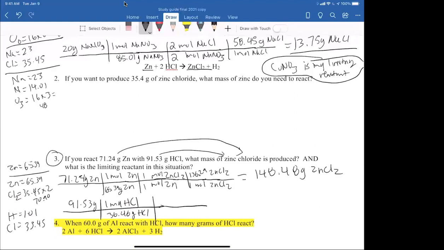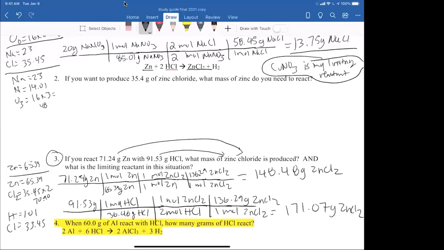Okay, then you do HCl, so you want to get rid of HCl. So HCl has to be at the bottom, and it's going to be 1 mole of zinc chloride at the top. All right. And then the ending is going to be the exact same thing, grams of zinc chloride over 1 mole of zinc chloride, because all of these problems end the same way. And then you just do the math again, 91.53 times 1 divided by 36.46 times 1 divided by 2, and then times 136.29 divided by 1, we get 171.07 grams of zinc chloride.